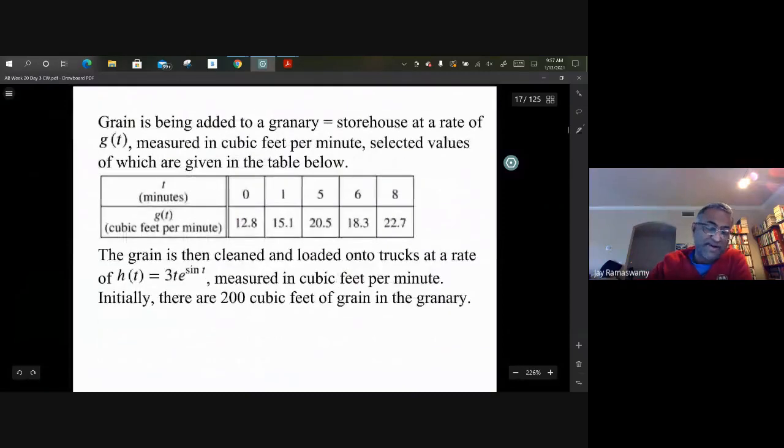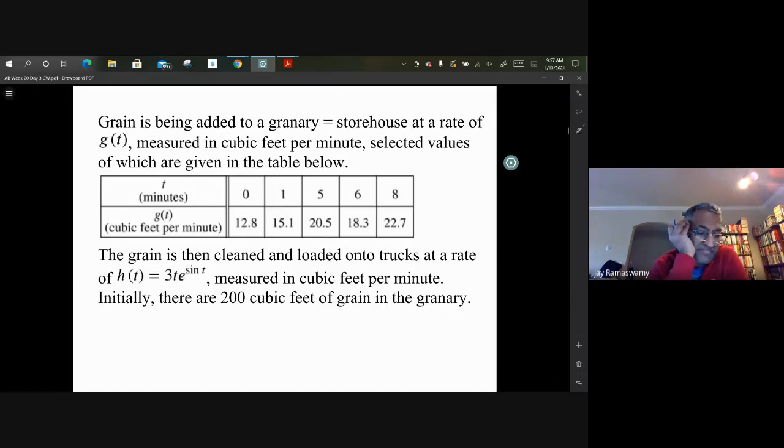Okay. All right, right on page 17, please. Observe, guys, you observe the variety of problems. Every problem is slightly different. Okay, right on page 17, please. Okay, read it with me. Everybody, please be with me.